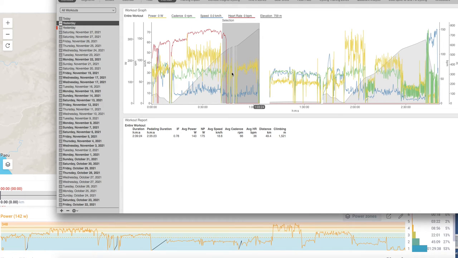And essentially what happened was I started to lose the connection between my Tacx Neo indoor trainer and my computer, and it was having some real issues here. There was quite a lot of dropouts, and I got to here, and you can see that there's this blank space here of a few minutes.